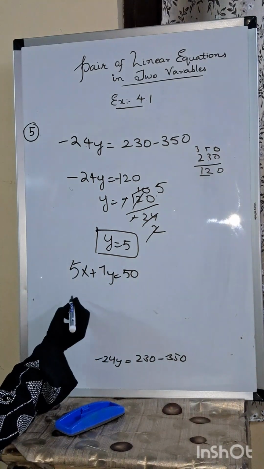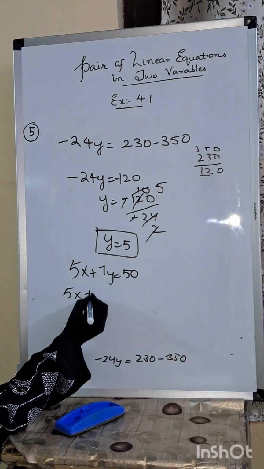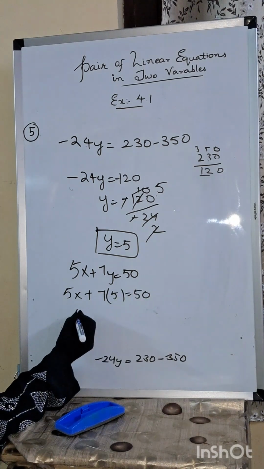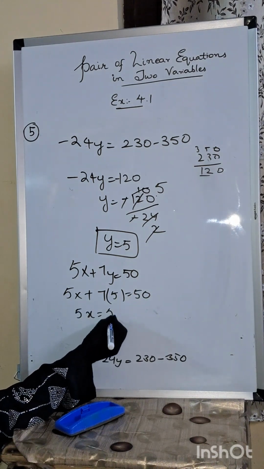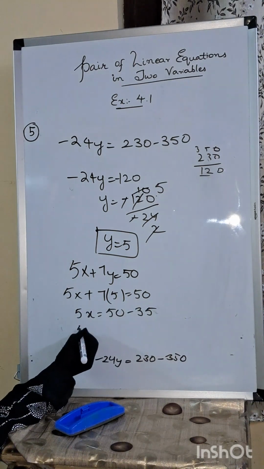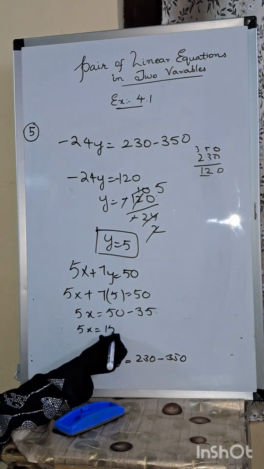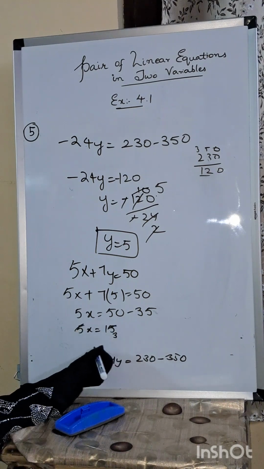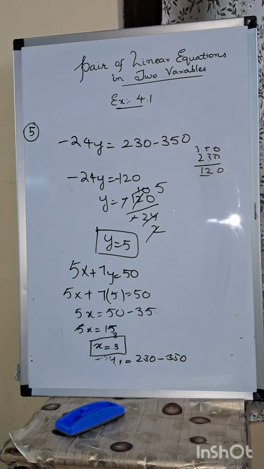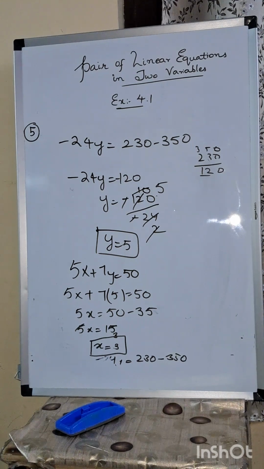So this will become 5x plus 7 into 5 is equal to 50. 5x, 5 sevens are 35. So 35 I am sending that side, will become minus 35. 5x is equal to 15. Right, 5 threes are 15. The value of x is how much? 3, and the value of y is how much? 5. So like this, other than graph also we can solve by using any substitution method or any elimination method.